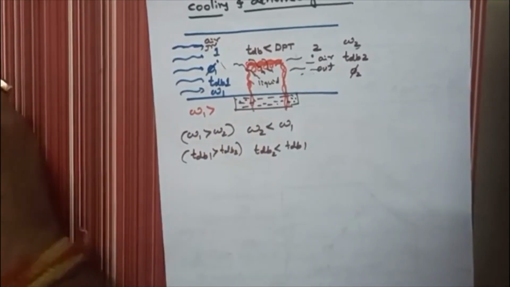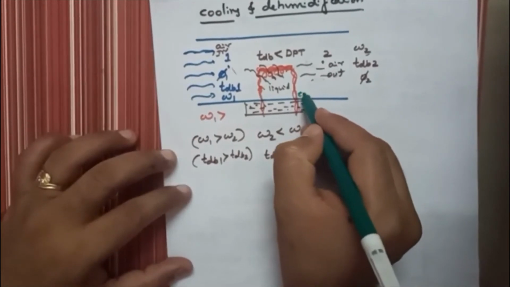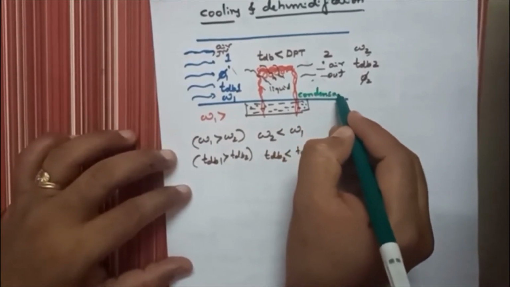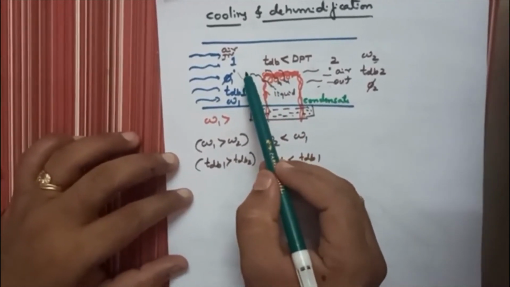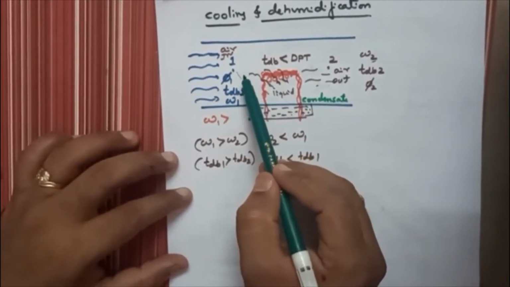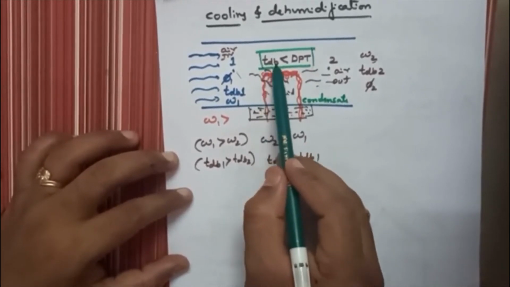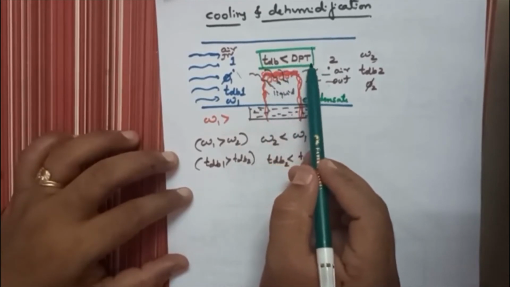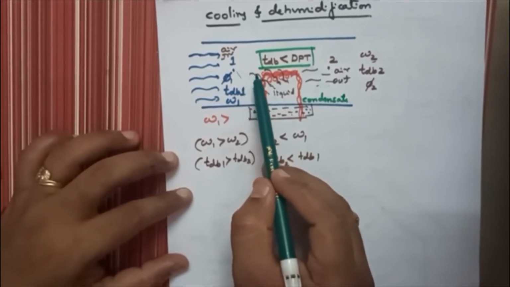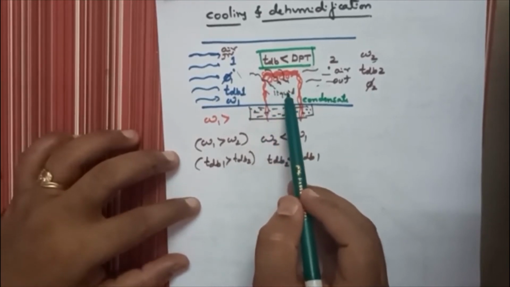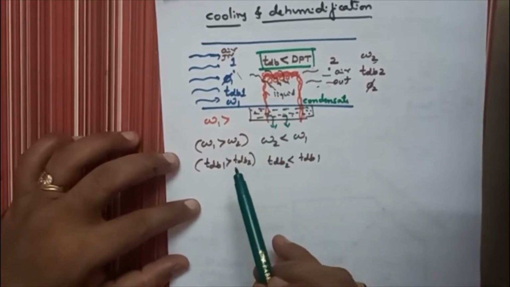Okay, here I will write condensate. Condensation is going on here. Condensate. One point you remember: the condensation of water vapor from the air takes place when the temperature of the air becomes less than the dew point temperature. Then the water vapor from the air starts condensing to liquid, and that liquid will be collected somewhere here and you will take it outside later. Okay.